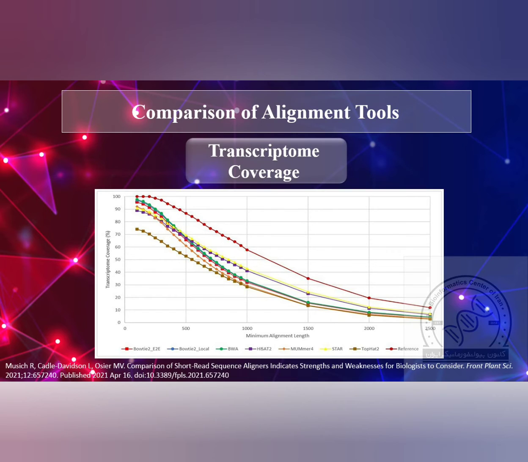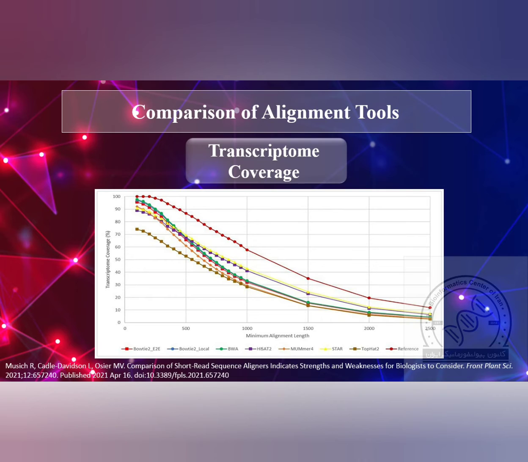Also, there is a special range of alignment length between 500 and 1,000 nucleotides. So let's take a look at this. In this comparison, we can see that BWA, Bowtie2 end-to-end, Bowtie2 local, and MMR4 show an intermediate 50% of transcriptome coverage. But STAR and HiSat2 show more than 50%, excuse me, it's like 60%.